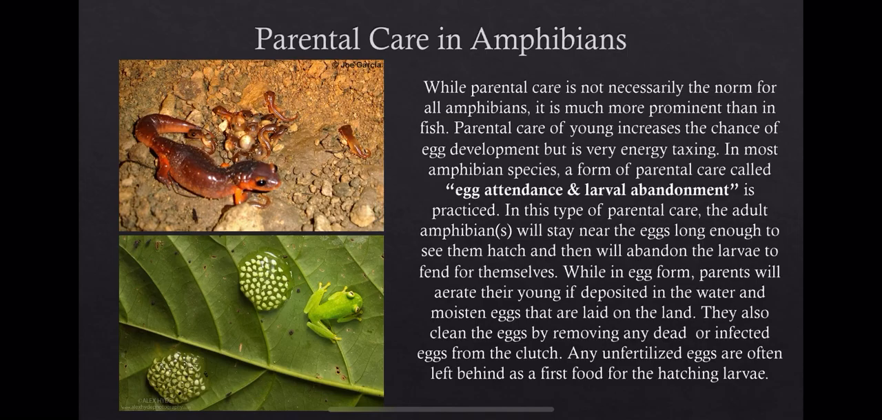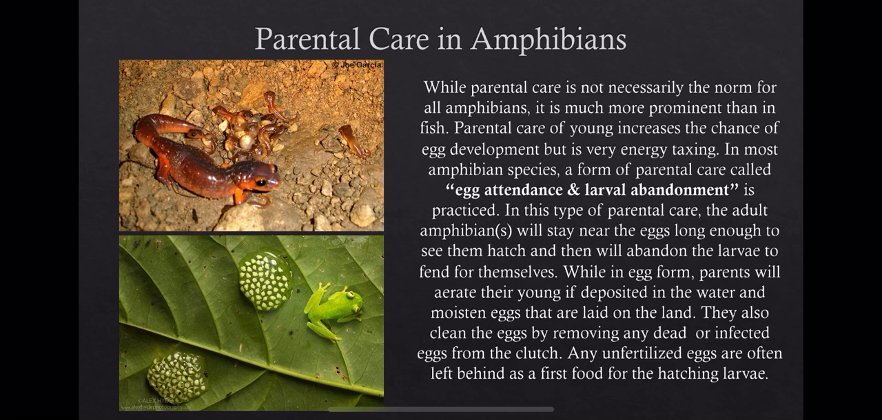Last thing we're going to talk about is parental care. Do amphibians take care of their babies? So it's not the norm. It doesn't mean it doesn't happen. There are some forms of parental care practiced in amphibians, but for the most part, they practice something called egg attendance and larval abandonment. Parental care is really energy taxing. It requires a lot of resources and energy on the part of the parent, which if you are trying to survive on your own is often not feasible for the organism.